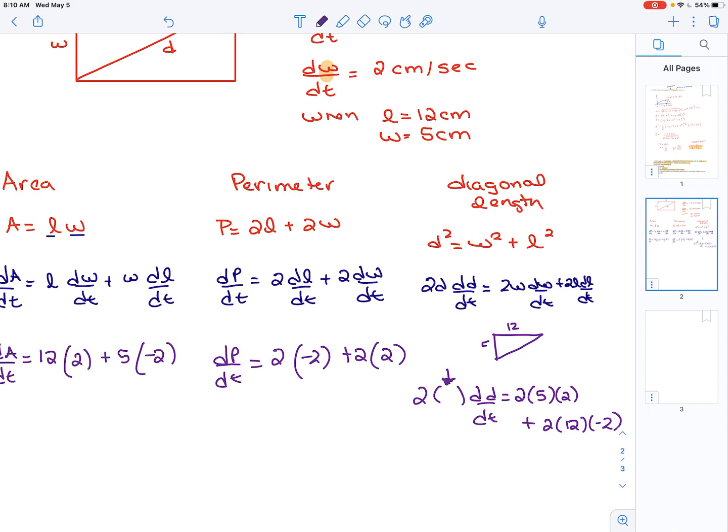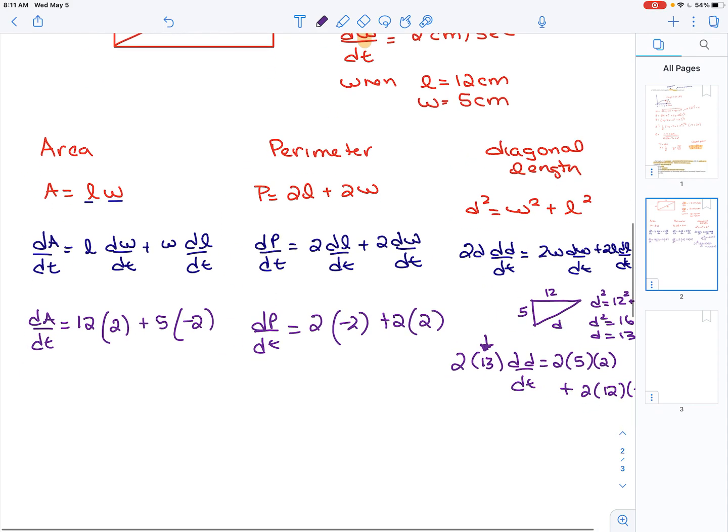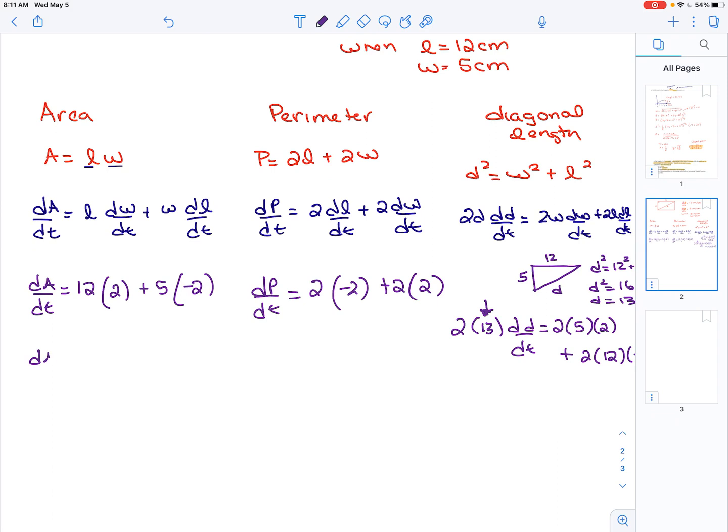Okay, and then I'm missing d in here, but at that instant, when this is 12 and this is 5, I should be able to solve for d, and I get d squared equals 12 squared plus 5 squared, and that actually is 169, so d is equal to 13. Okay, so now I'm ready to solve. So dA/dt is equal to 24 minus 10, 14. And this is going to be in centimeters squared because it's area per second.